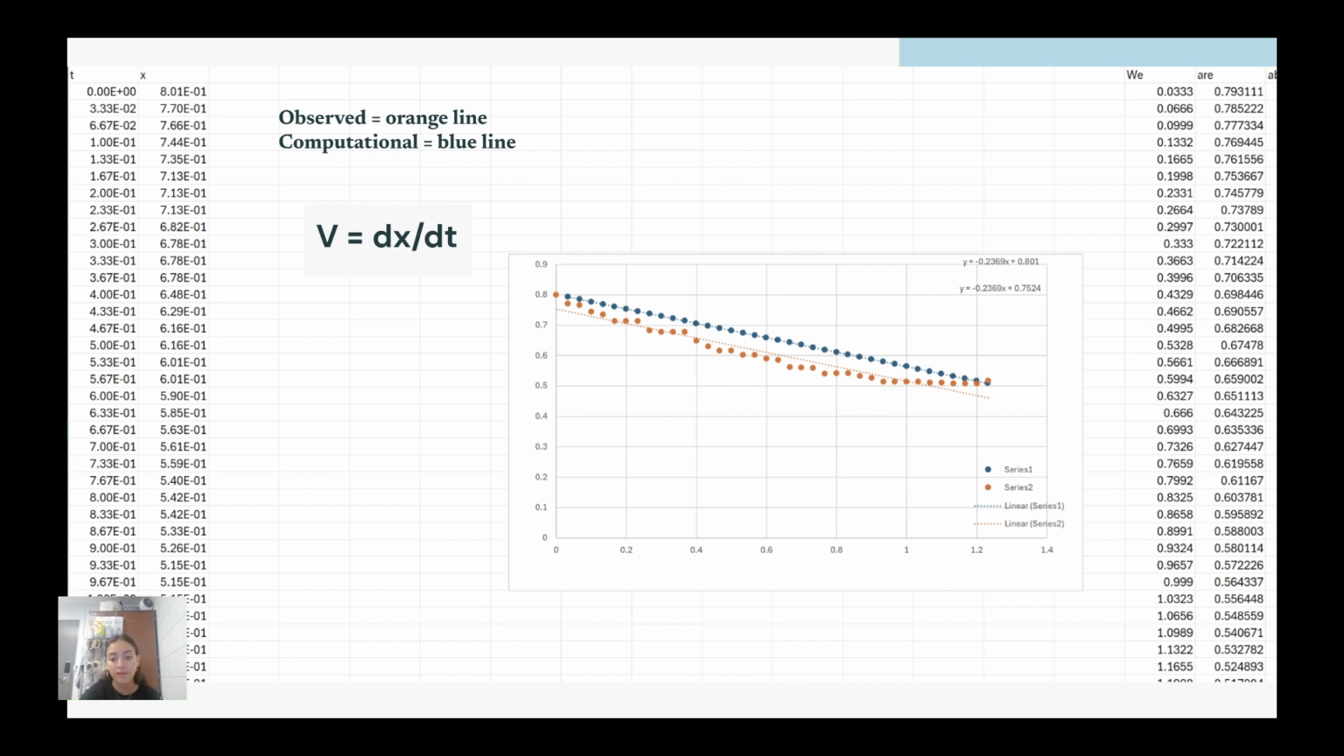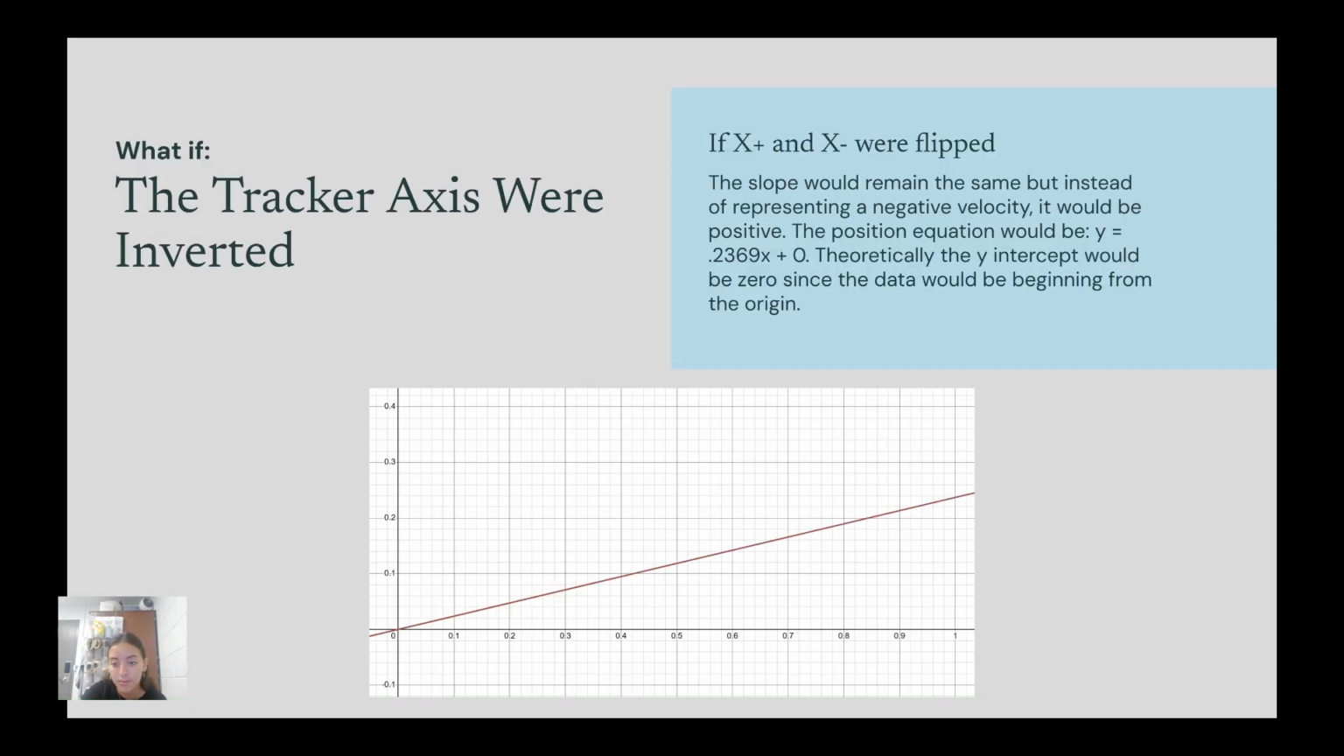But overall, they do have the same slope and they are in the same general position, so while there was error, it was minimal. We know that velocity is the slope of the line due to the equation velocity is the derivative of position, and also just by reasoning, velocity is change in position over time, and the slope is change in y over x. So since those are our variables, it all makes sense.